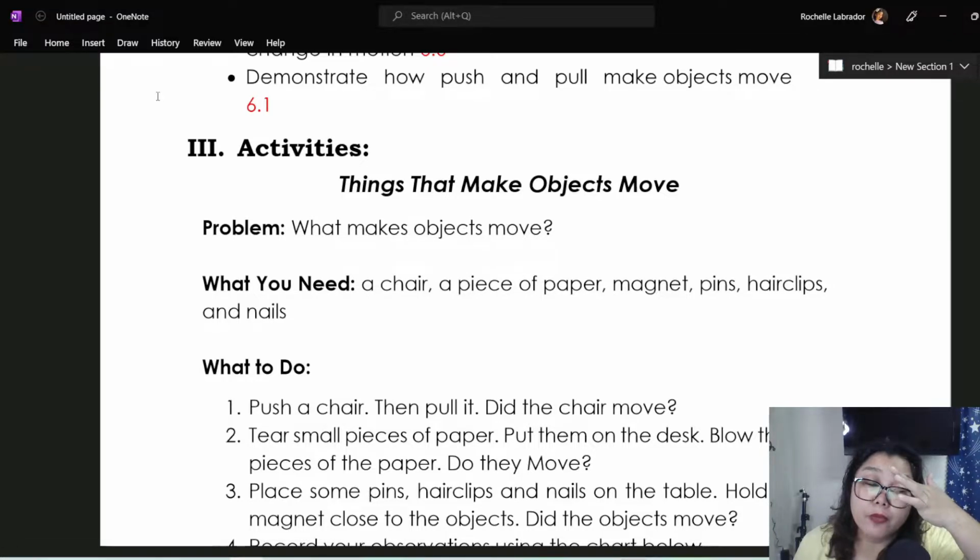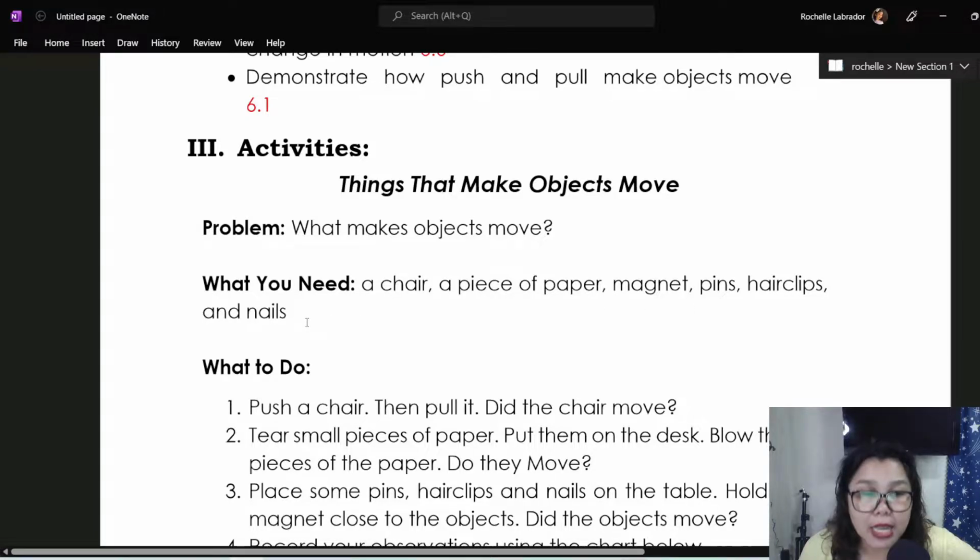So the problem or the question that we need to answer by doing this activity is what make objects move. So what you need, these are found at home: a chair, a piece of paper, magnet, pins, hair clips, and nails. So whatever size or whatever magnet, usually the ones on the ref, that will do.